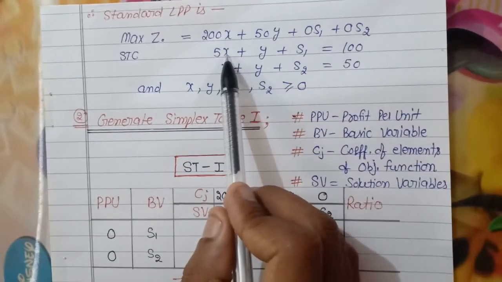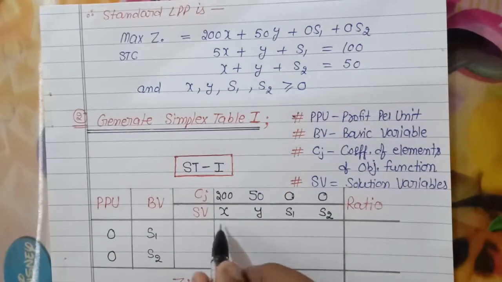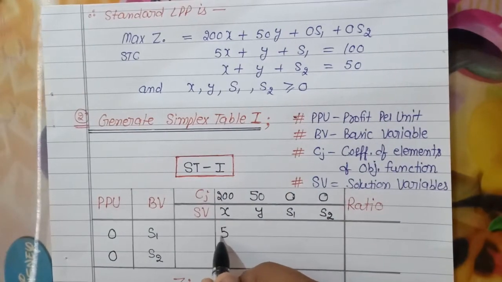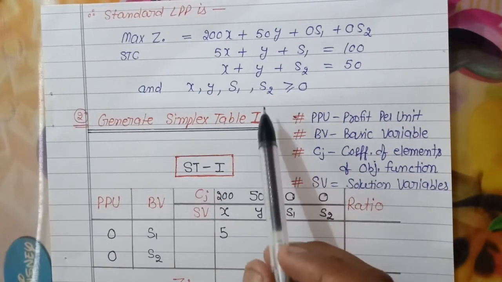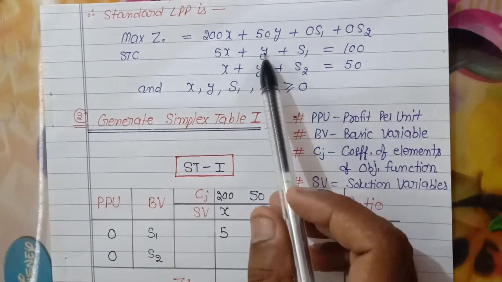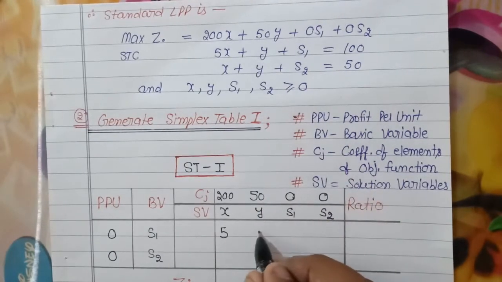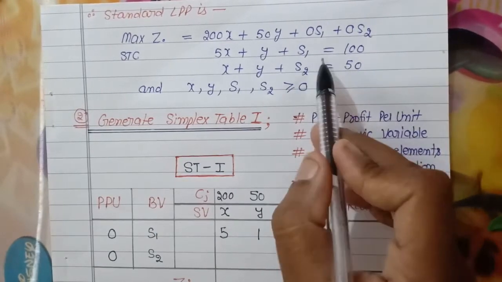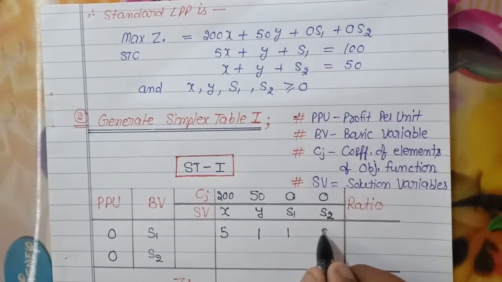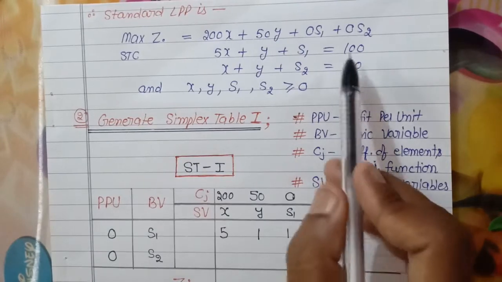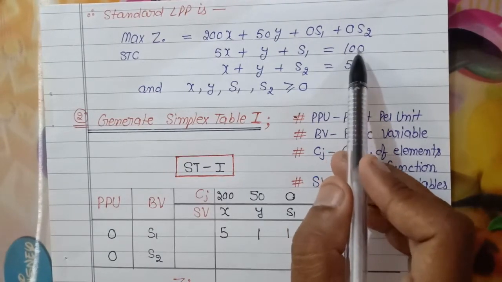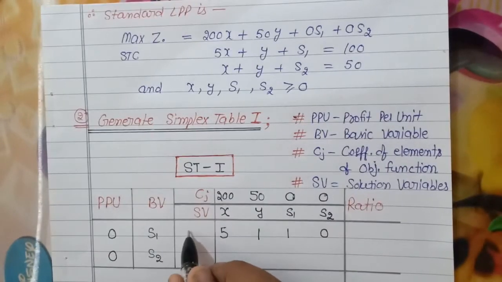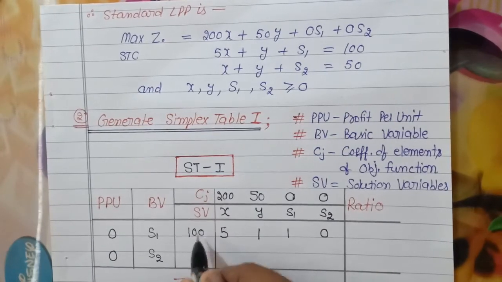Okay, now the coefficient of x is 5, so we have to write this 5 here under x. Similarly for y, the value of the coefficient for y is 1 and we have to write this 1 here. Here the value of S1 is 1 and there is no S2 here, so the value of S2 here is 0. Okay, now this is 100 and this has to be written here under SV in row 1.